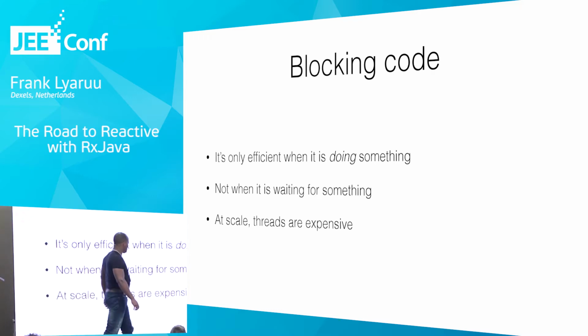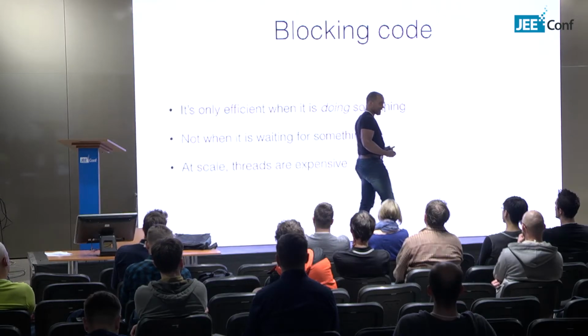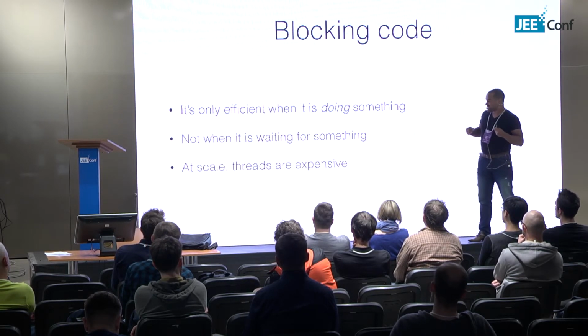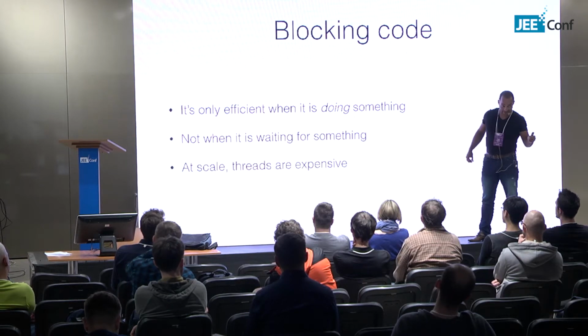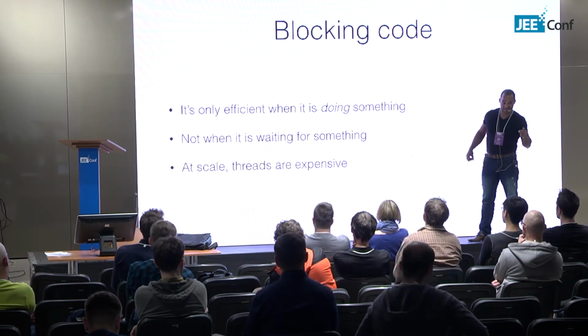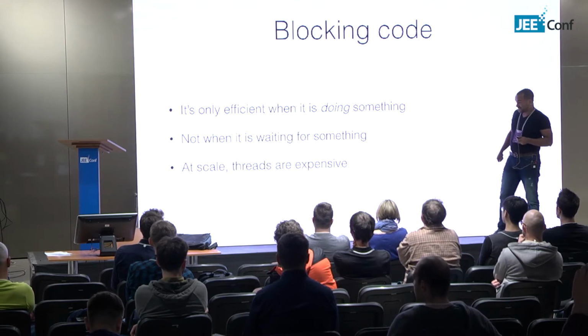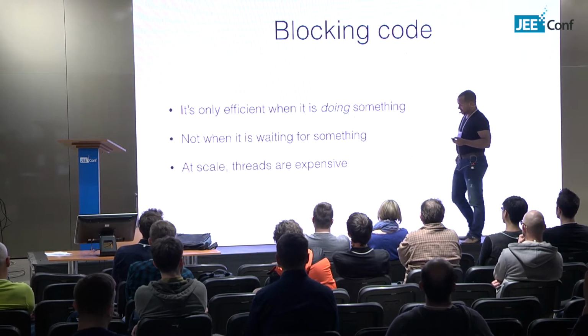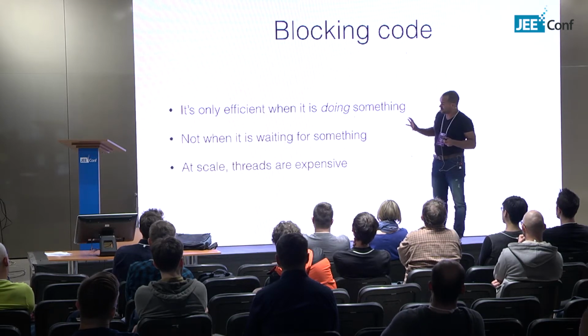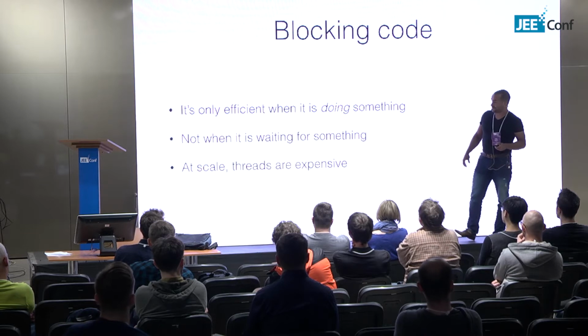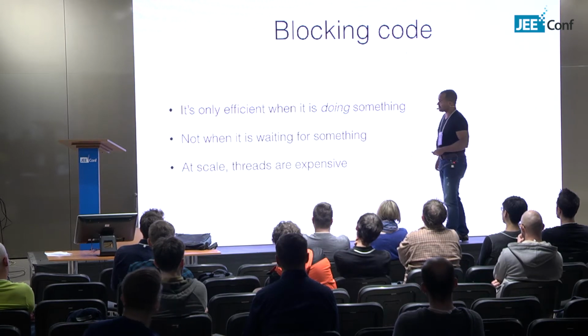One thing is that blocking code is only efficient when it's actually doing something. It's not efficient when it's waiting for something. That's something blocking code really can't express in that way. Another thing is that because it can't do that, you use a lot of threads. And threads are expensive at scale. They're one of the scarcest resources on a server nowadays.